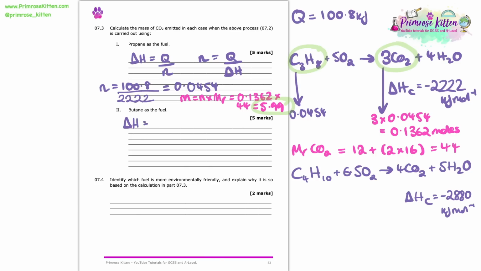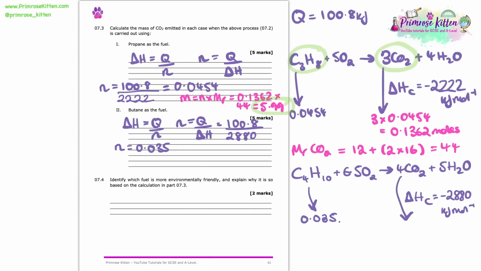So let's put this into practice then. Okay, so we know that delta H equals Q over N. We know that N therefore is Q over delta H. We've already used this. Q, though, we know is that 100.8, and now we're dividing it by a different enthalpy. Remember that the sign doesn't affect this calculation because we can't have negative moles anyway, so we'll just use the magnitude of that delta H. So this gives us moles equals 0.035, and that there is the number of moles that we have of the butane.